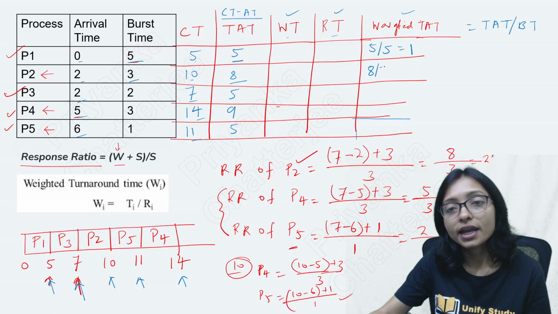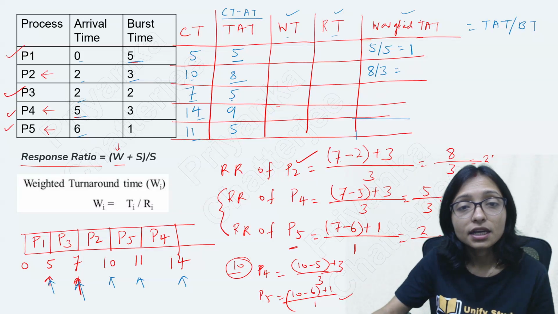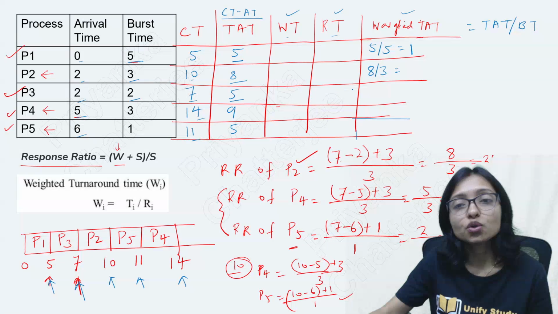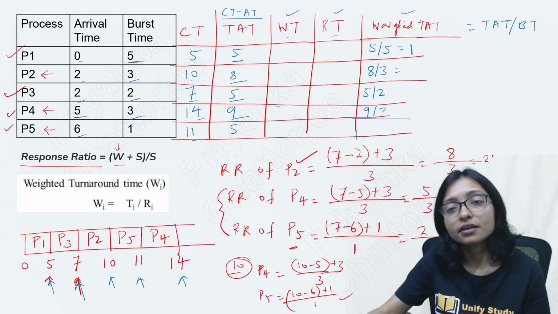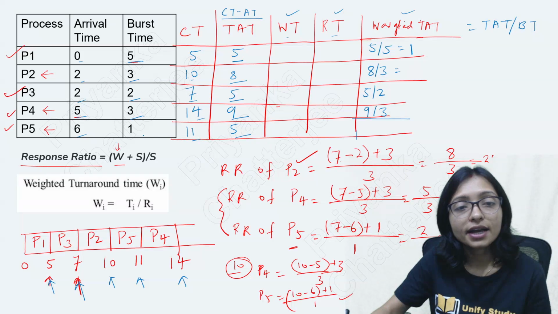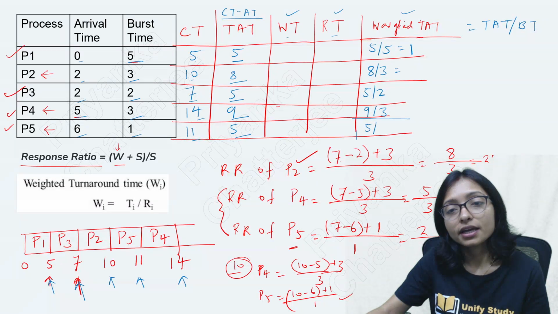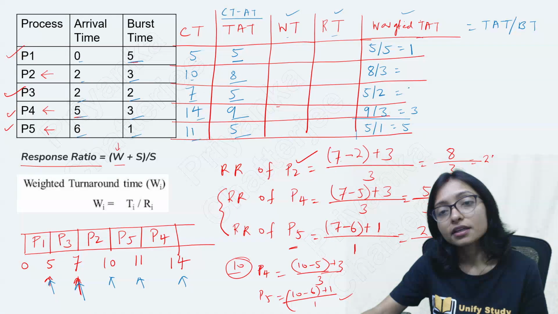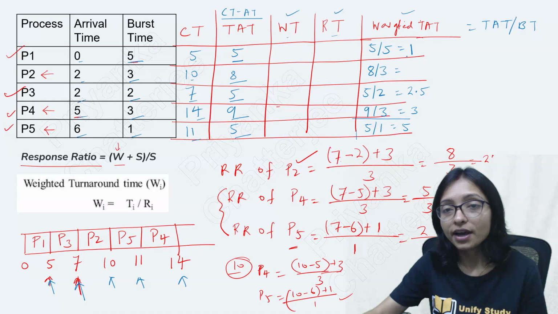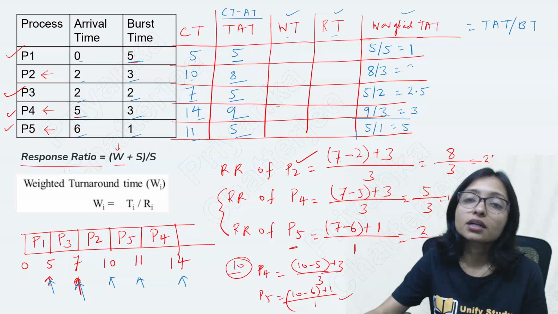So I will do 8 by 3. Here 5 by 2. Here I will get 9 by 3. Here 5 by 1. So it is 5. 3 3s are 9. This is 2.5 and this will be what?